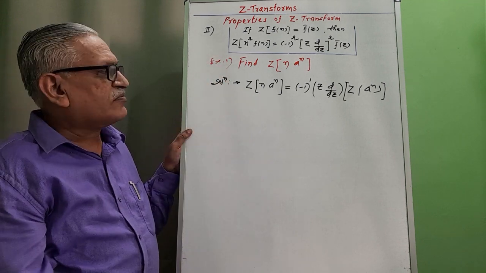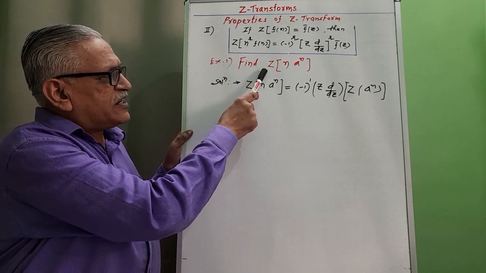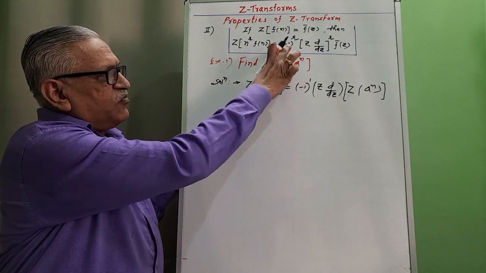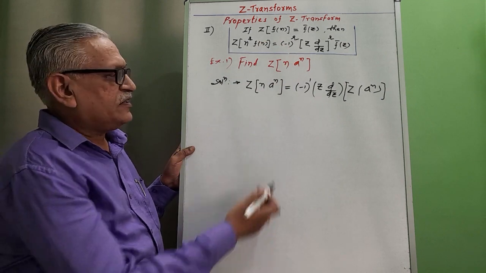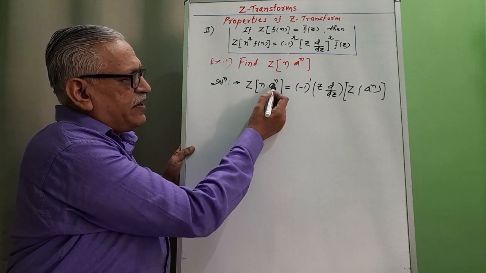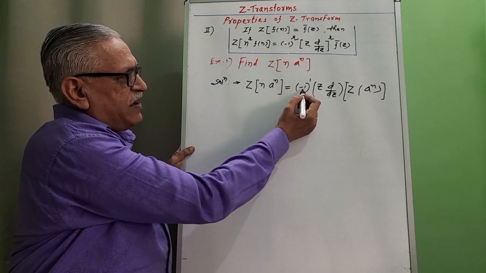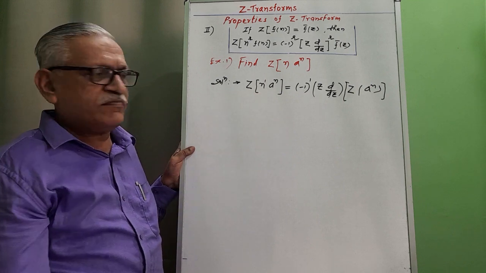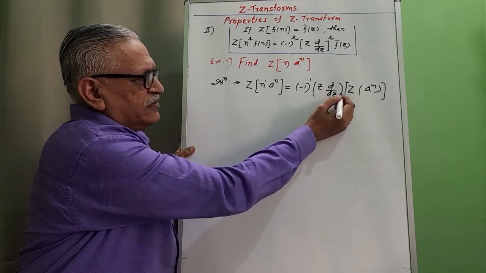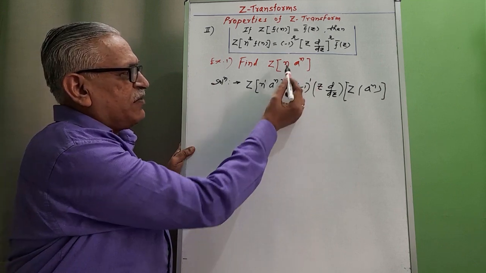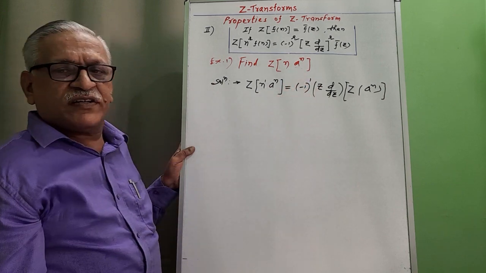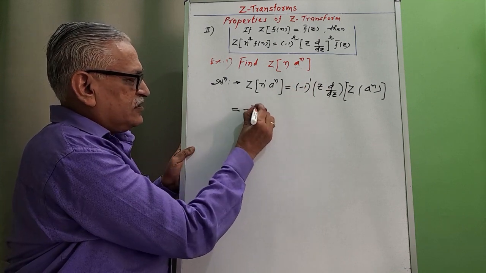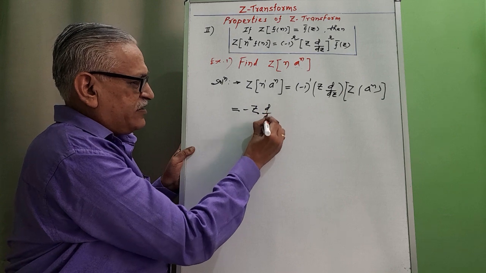Second property: let us find the Z transform of n multiplied by a raised to n, and to obtain its Z transform we apply this property. Therefore Z of n multiplied by a raised to n, as per this property, is (minus 1) raised to r, where r is here 1, times z d by dz operated on f bar of z. F bar of z means the Z transform of a raised to n. Simplifying, minus 1 raised to 1 is minus, z d by dz as it is, no change.